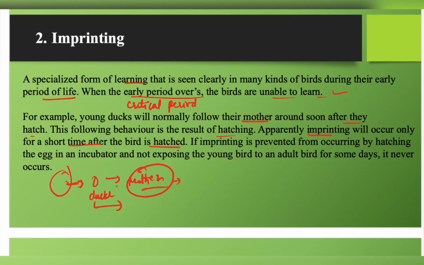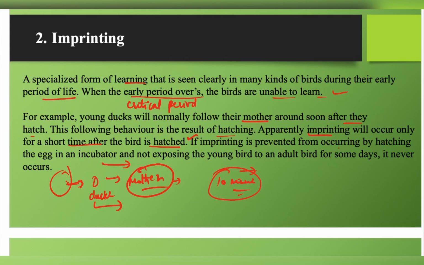For a duckling, that object is its mother. But if, in that critical period of time, say 10 minutes after the egg hatches, it does not see the mother or the moving object, so it is not exposed to the adult bird for some days, it will never follow that bird. So it has been shown with some experimentation.